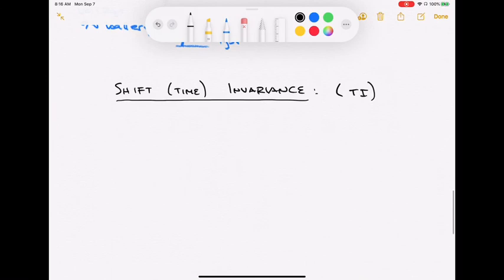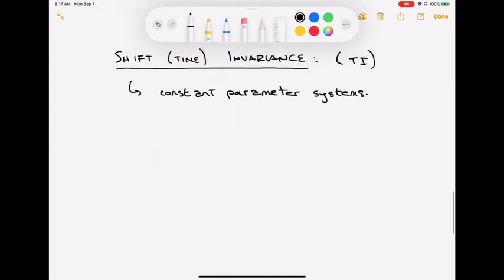There's another name for this shift invariance or time invariance. It's also called constant parameter, so these are also called constant parameter systems. And hopefully, as we go through our description of this, it will become clearer why that is. So, constant parameter systems as well.